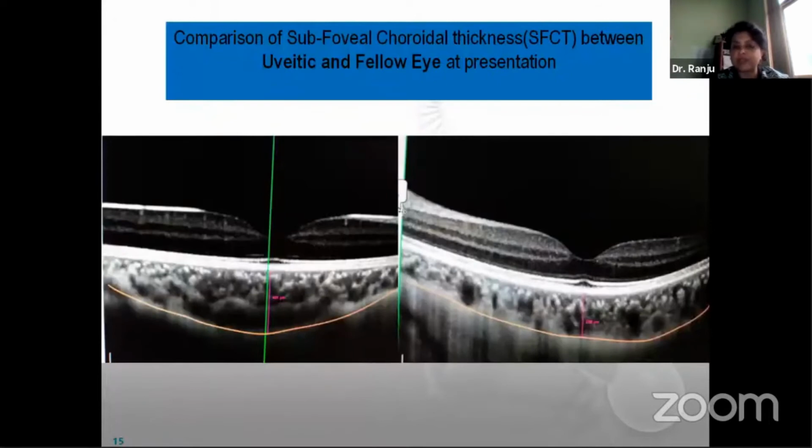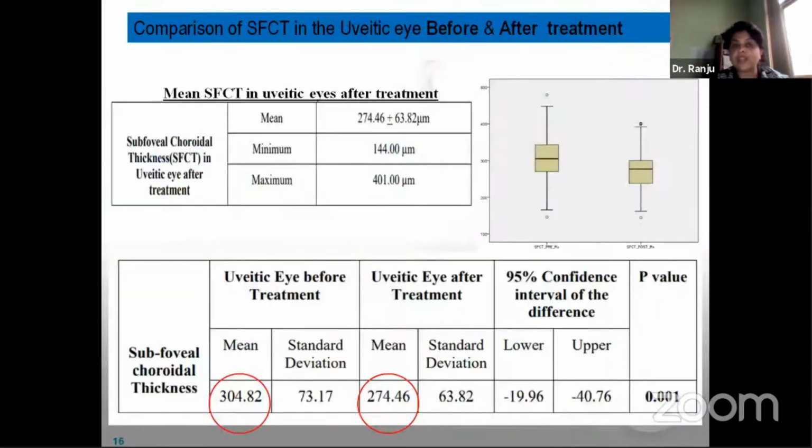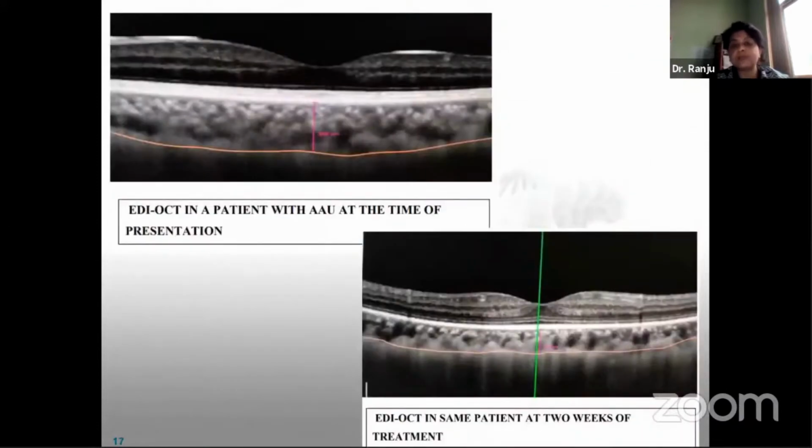So when you look at this picture, this is the OCT picture of the same patient. The right eye was the affected eye, the left eye was the unaffected eye. The right eye had a choroidal thickness of 401 micron, and the left eye had 258 micron. After treatment, the choroidal thickness reduced in the affected eye to 274 micron. This was again statistically significant using the paired t-test. So when we see it in pictorial form, at the time of presentation in this patient, the choroidal thickness was 306 micron, but after two weeks of treatment, it reduced to 257 micron.